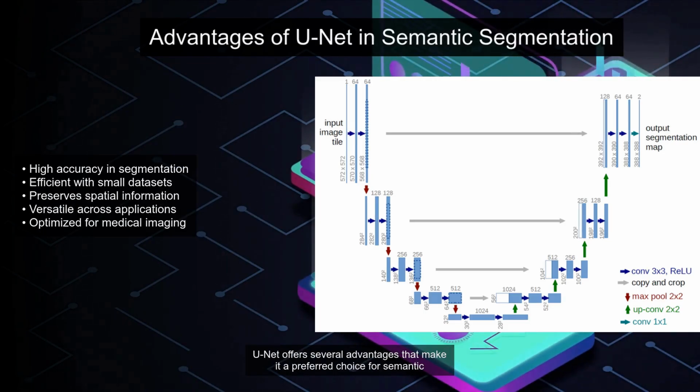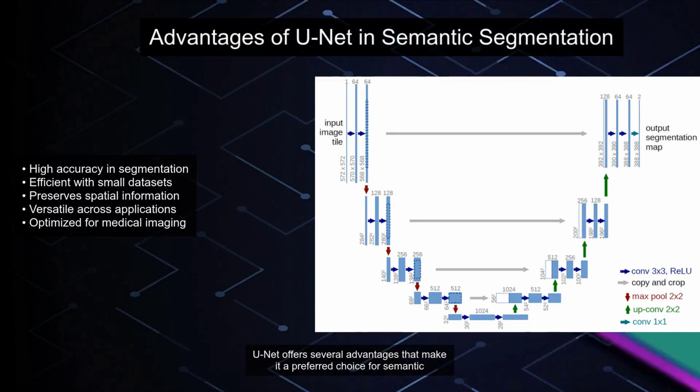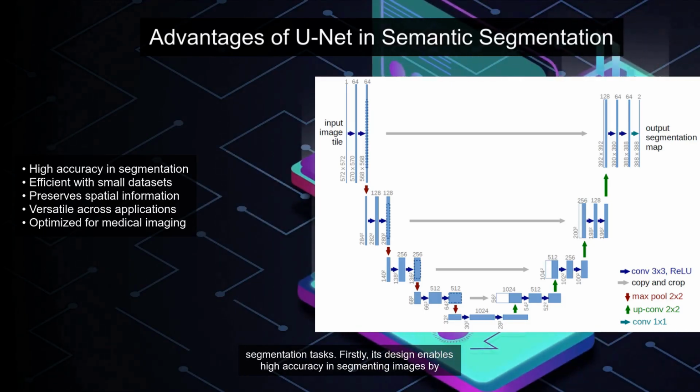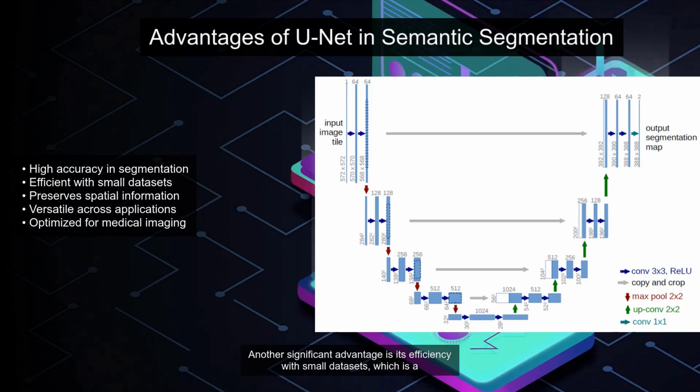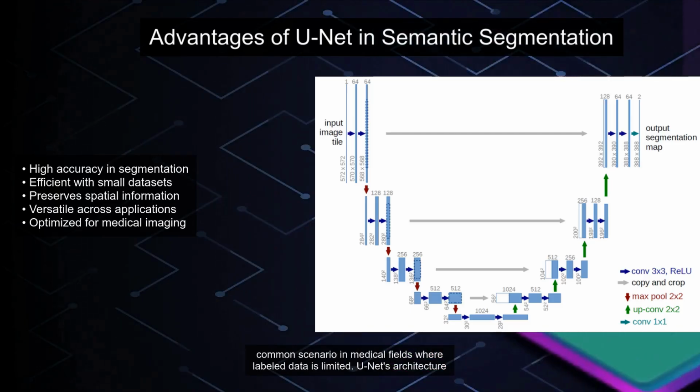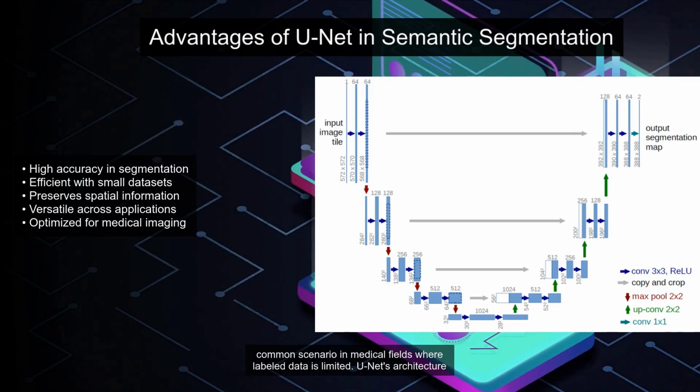UNet offers several advantages that make it a preferred choice for semantic segmentation tasks. Firstly, its design enables high accuracy in segmenting images by effectively preserving spatial information through its skip connections. This is particularly beneficial in applications where precise segmentation is critical, such as in medical imaging. Another significant advantage is its efficiency with small datasets, which is a common scenario in medical fields where labeled data is limited.